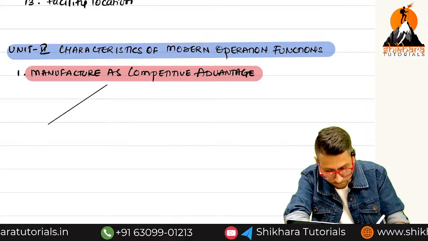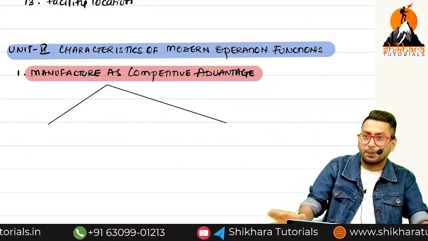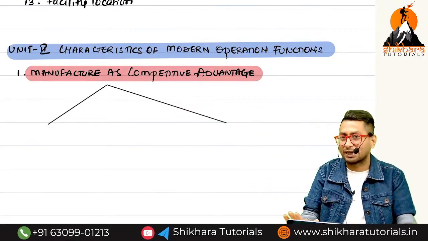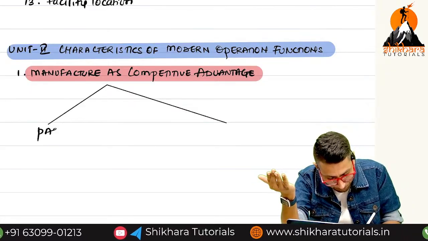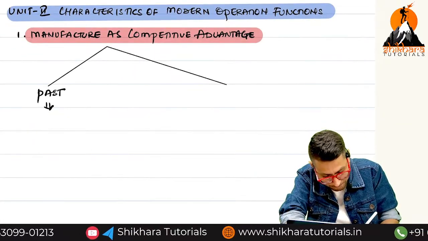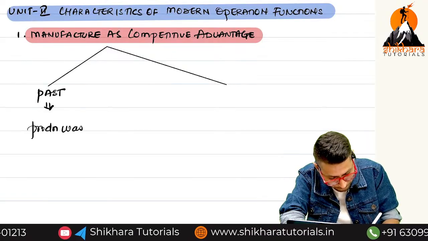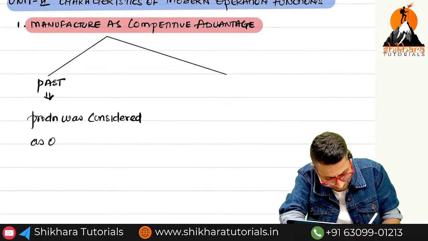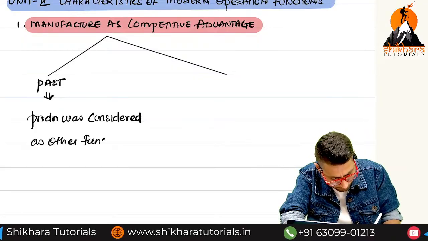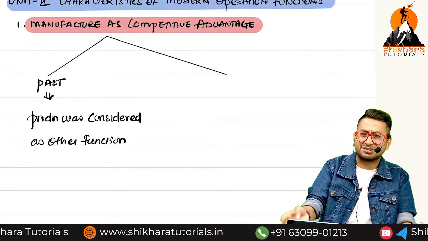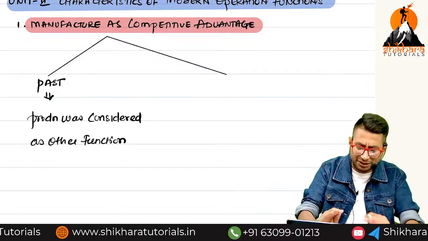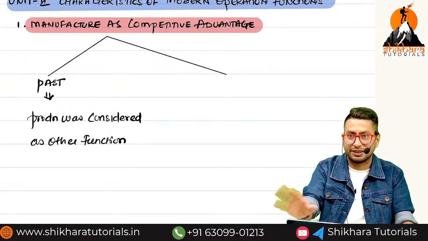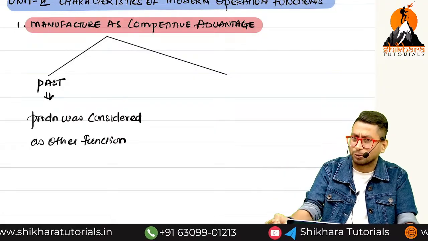So earlier, let us divide this point into two parts. Starting 40-50 years back, what used to happen? And today, what is happening in manufacturing industries? Earlier in the past, production was considered like other activities, other functions: marketing, sales, finance. It was considered like other activities only. Special importance was not given to the manufacturing area. It was given the same importance as services, finance, accounting, etc.